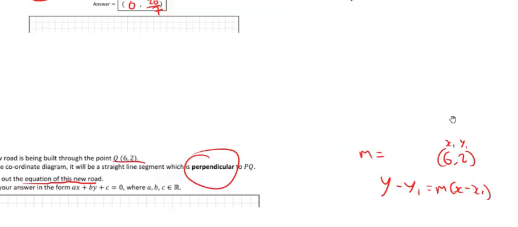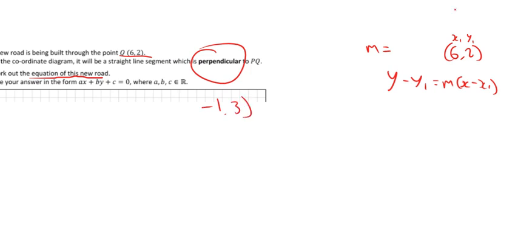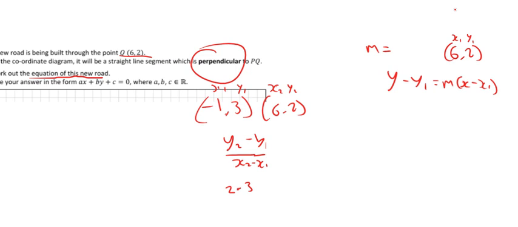So for 6, 2 and minus 1, 3, so x1, y1, x2, y2. If I find the slope of that, remember the slope formula is y2 minus y1 over x2 minus x1, and that would be 2 minus 3 over 6 minus minus 1. Therefore that's going to be minus 1 over 7. Then that's the slope of that line PQ, but remember it's the perpendicular one we want. Therefore I'm going to flip that upside down into 7 over 1 and change the sign, so it's 7 over 1 or just 7. Remember 7 over 1 is the same thing as 7. Therefore my slope is 7.